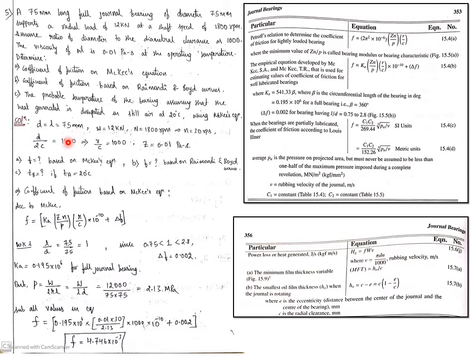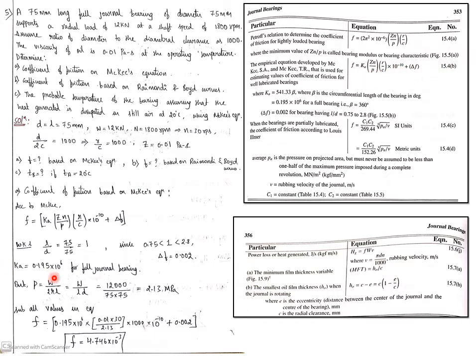So he has given the diameter and length of the bearing as 75 mm. Okay, radial load, speed, and diametrical clearance to diameter ratio 1000, that is d by 2c, which you can take as r by c. Okay, now first one is the coefficient of friction based on Mecker's equation. Since we know this equation, you can see here from the data handbook page number, Mecker's equation.